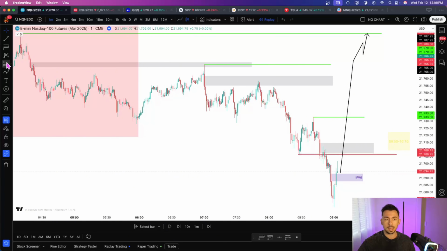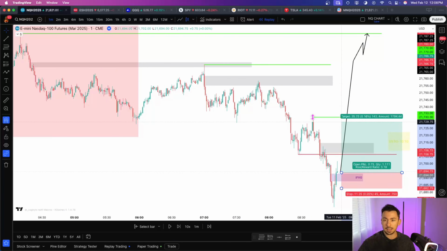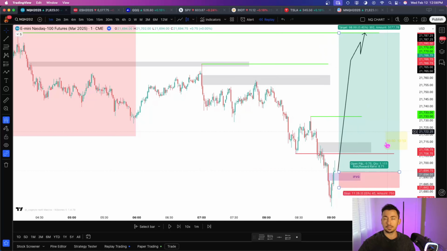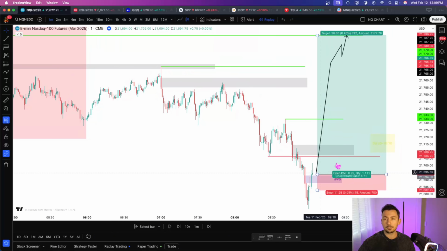So this is my signal to enter long, and I'm going to target this high and this high. I'll leave the take profit up here for the sake of the video. Where is the stop loss? How do I manage risk on this trade?